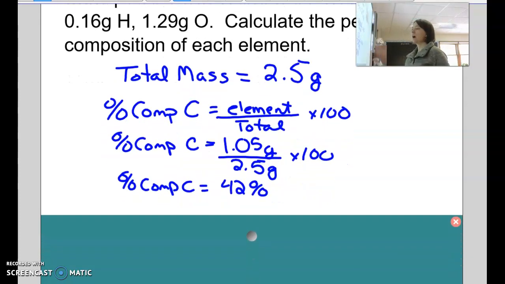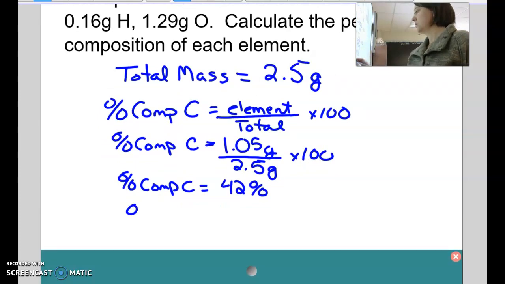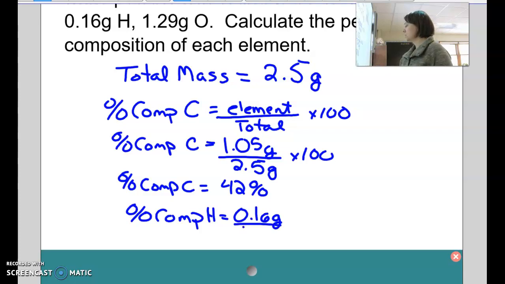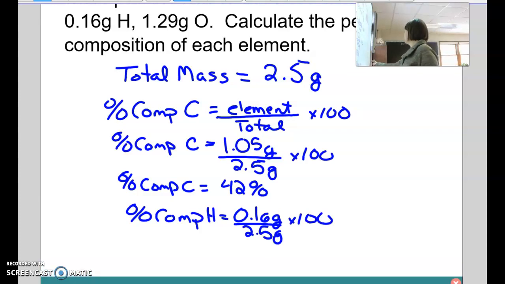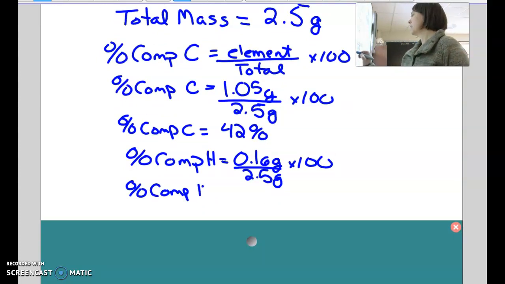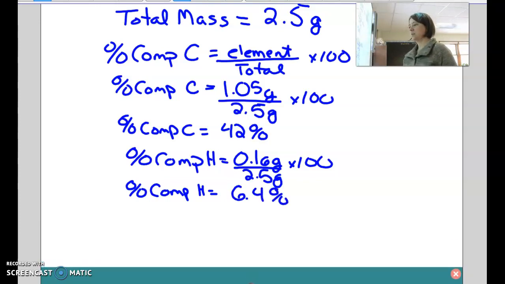Okay, so let's do hydrogen. Percent comp hydrogen. On this one I will let you just sub in your numbers. You don't have to write the equation again. So that is 0.16 grams over 2.5 grams times 100. Percent comp hydrogen equals 0.16 divided by 2.5 times 100 equals 6.4%.